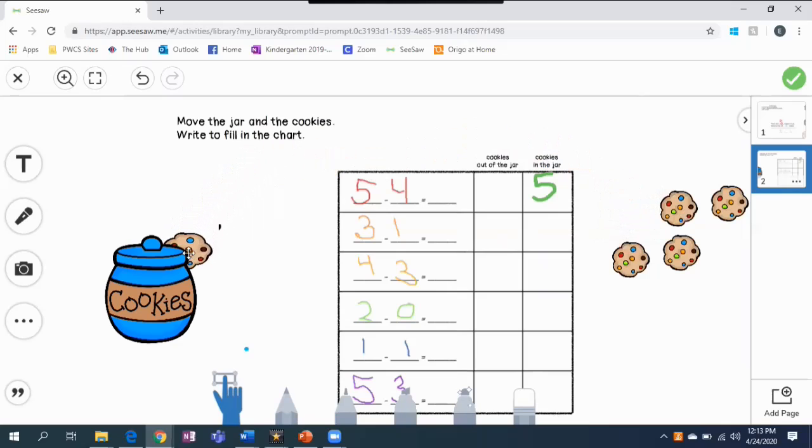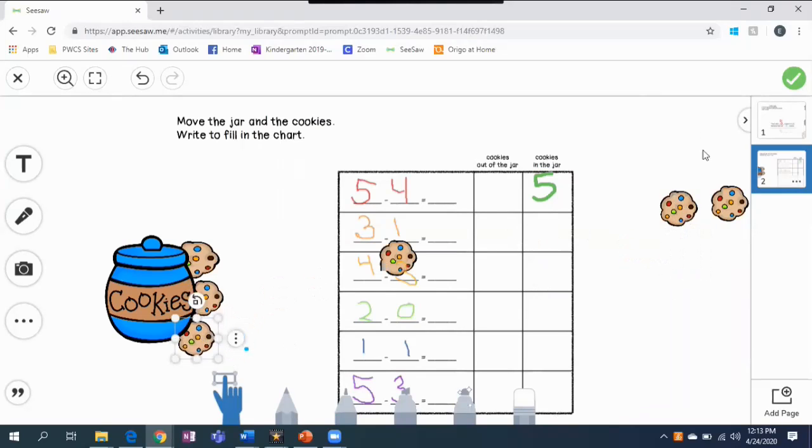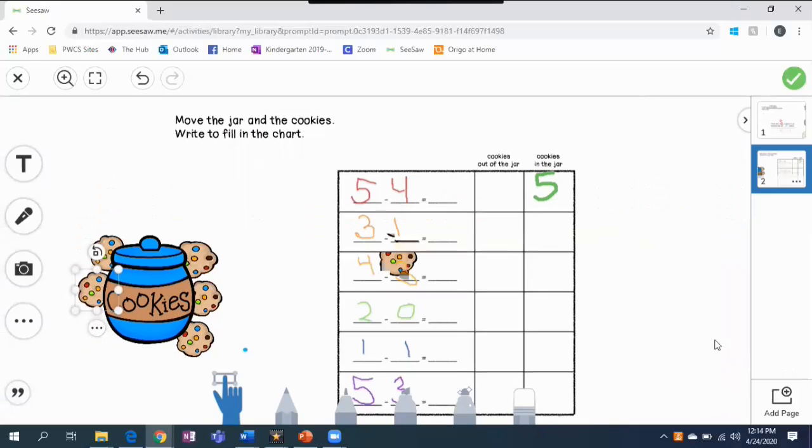1, I'm going to make sure I can still see my cookie. 2, 3, 4, 5. Okay, so now it says minus or take away 4. So 4 cookies came out of the jar. So cookies out of the jar, our number is 4. So I'm going to write 4 here.